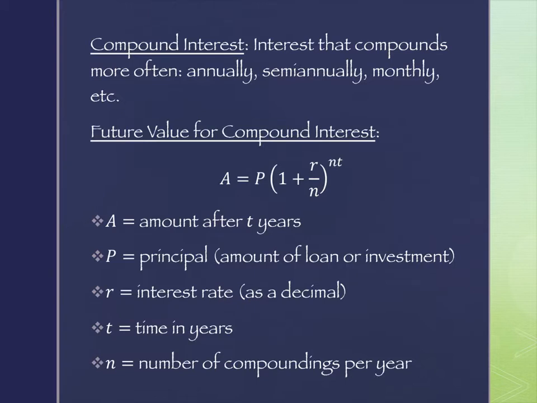The only thing that's new on this list, A, P, R, and T, these are all things that we've talked about, is this one N at the bottom. N is the number of compoundings per year. So if it's annually, N is 1. Semi-annually, N is 2. Quarterly, N is 4. Monthly, N is 12. Daily, we go with 365. We don't have to worry about the leap year thing. That's just kind of the convention. We're going to do 365. Okay? So we have to pay attention to the N, and we have to recognize those pieces.